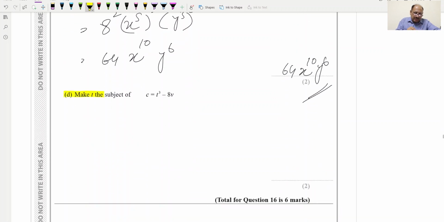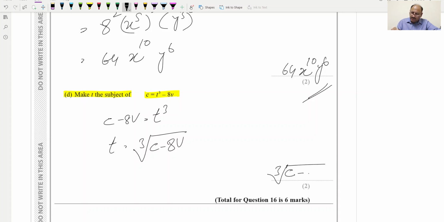Now making subject, we have to make t the subject. This is the equation given. So t cubed we will keep as it is, and the rest we will be shifting to the other side. Now t will be equal to the cube root of c minus 8v, and this will be our final answer, which we can write over here, c minus 8v, and this is the 2 marks.